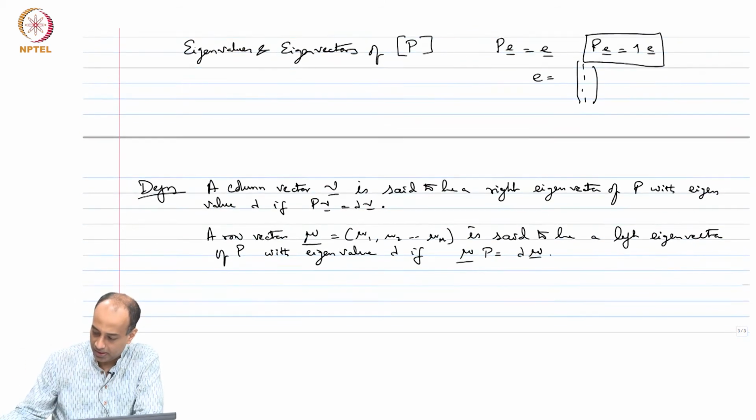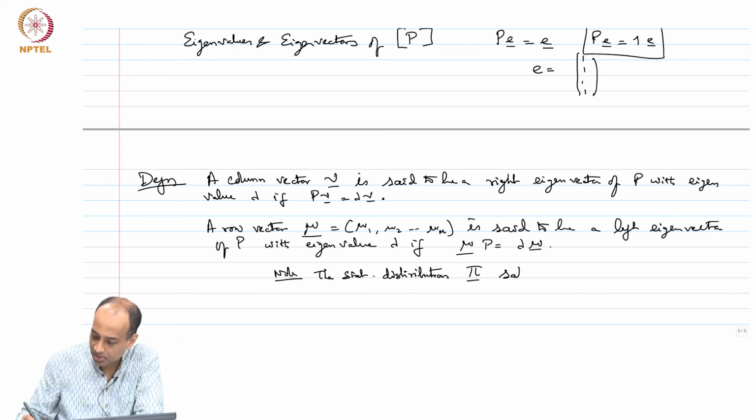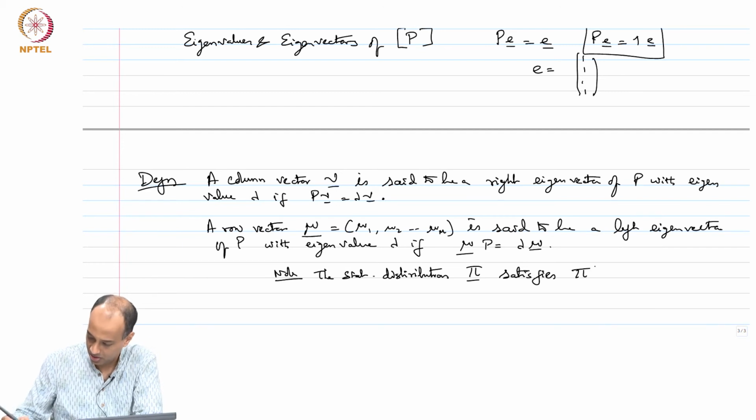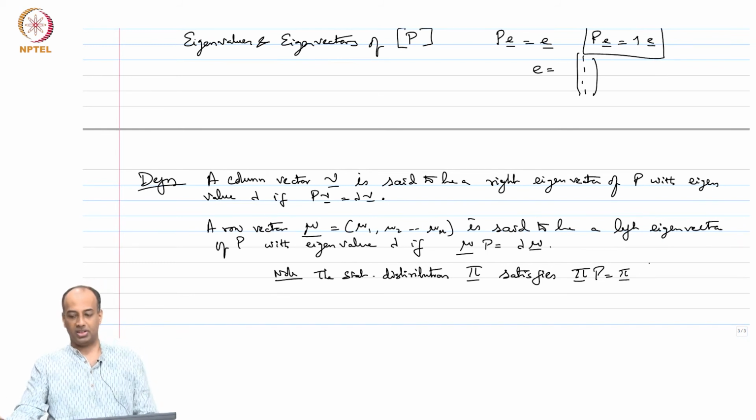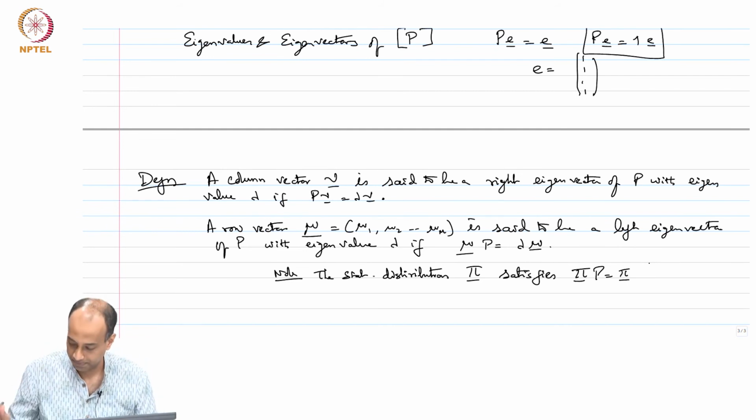Now, note that the stationary distribution pi satisfies, as you know, pi P equals pi. So, this is a left eigenvalue equation, as you can see, with lambda equal to 1, which is why I did not call the generic left eigenvector pi. So, pi is the specific row eigenvector, a left eigenvector which satisfies pi P equals pi, namely with eigenvalue equal to 1, all right.